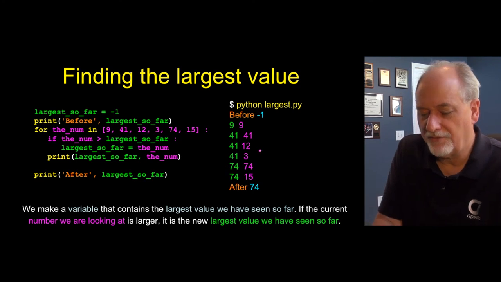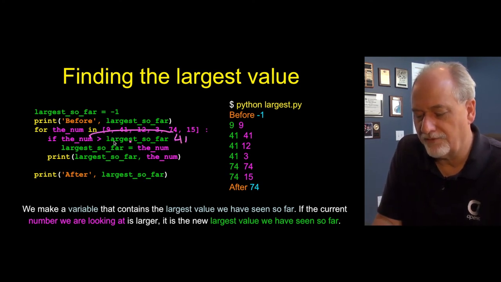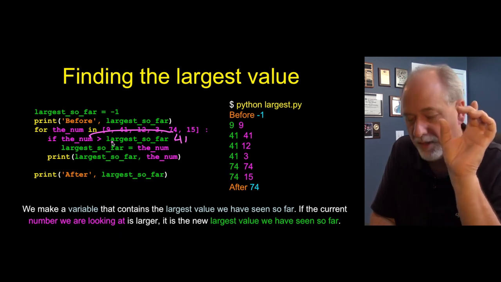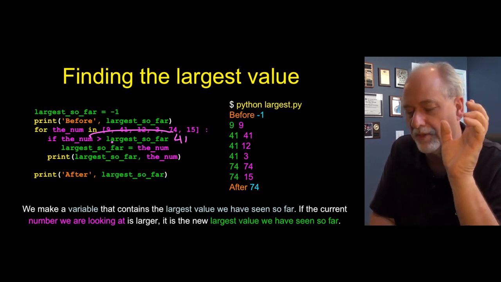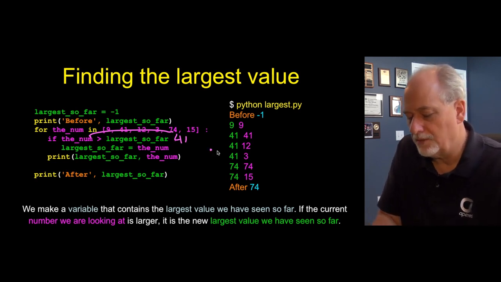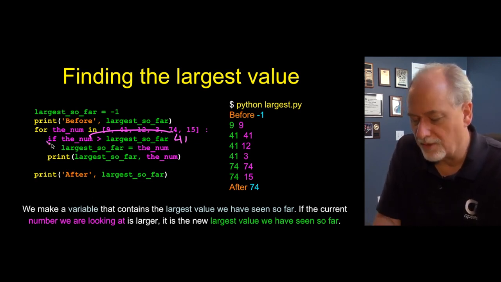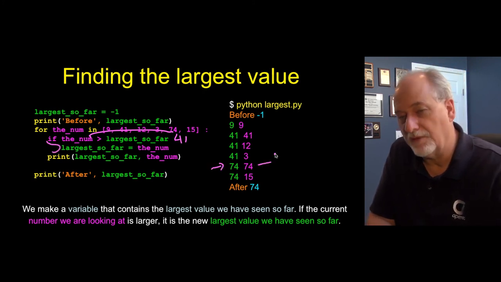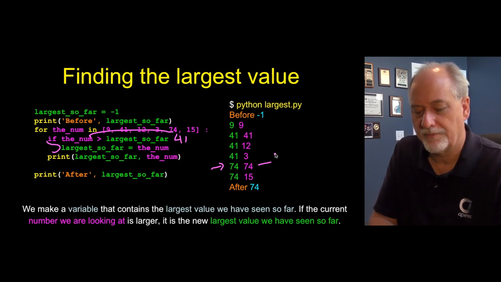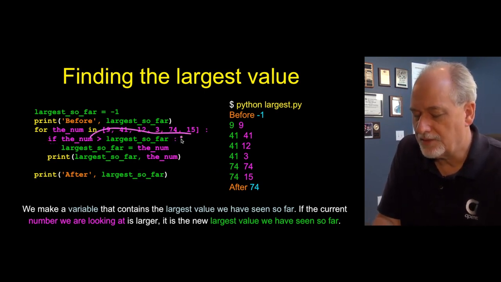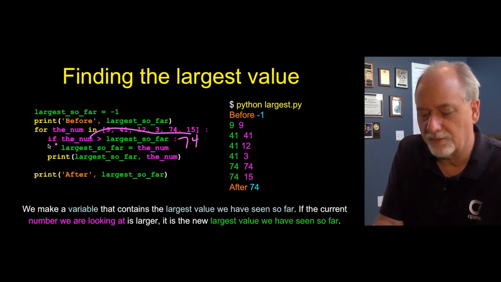And now we see 74. Is 74 greater than 41? See, we never are looking at all the numbers. We're only looking at the window on the numbers of the current number that we're looking at. So is 74 greater than 41? The answer is yes. So we run this code and then we capture the 74. So we just saw 74 and it is the largest so far. And then we run it again with 15, but 74 is our largest so far, and so it skips.